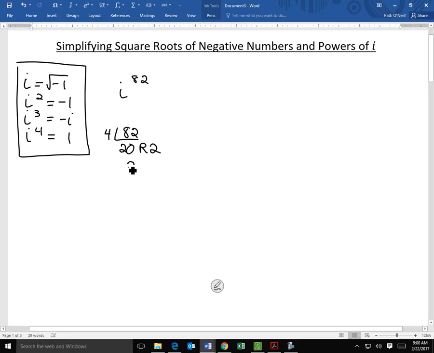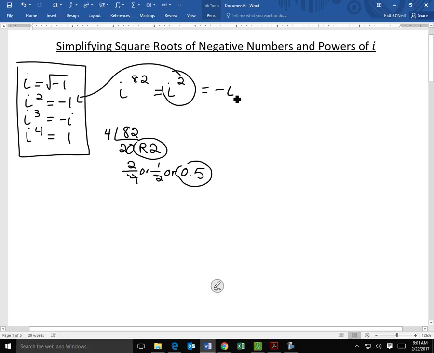That means that 2 out of the 4 that I'm dividing by is left over, or 1/2, which if you did this on your calculator would give you 0.5. So if you see a decimal of 0.5, or you do this longhand and get a remainder of 2, this is the same as i squared. Now we know that i squared is equal to negative 1. So our final answer is going to be negative 1. i to the 82nd is the exact same as negative 1.